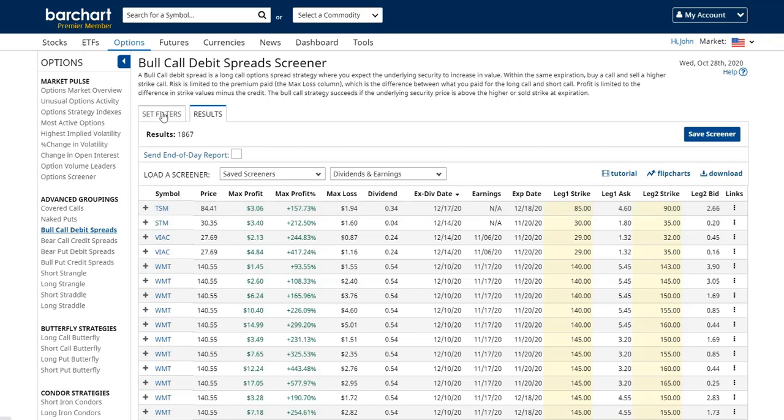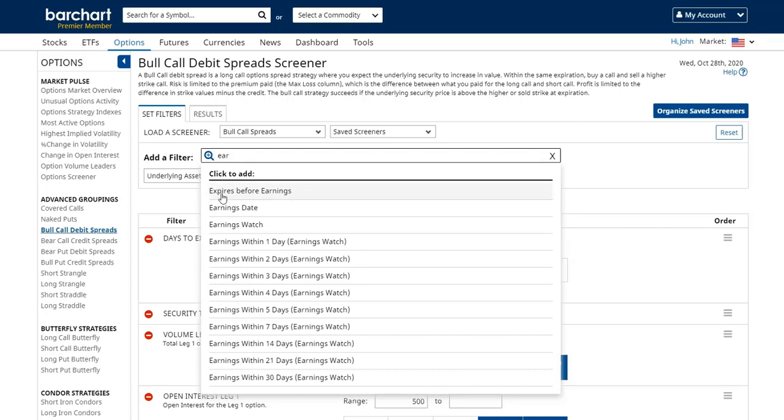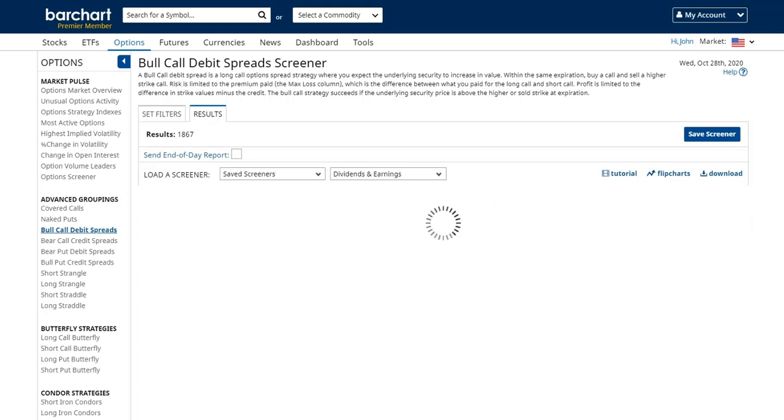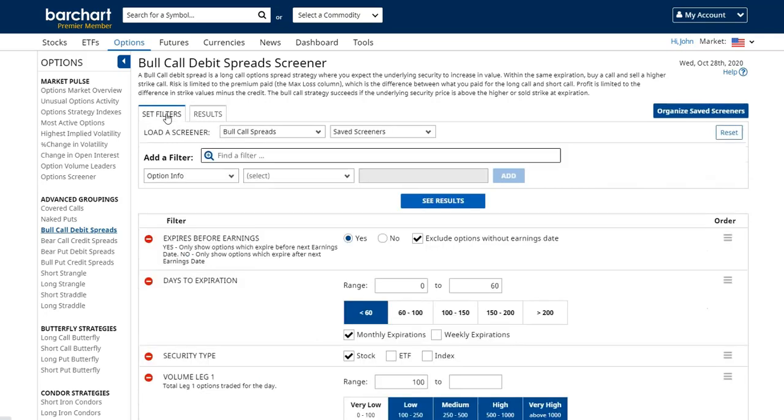And again, what I can do is I can come under to my set filter, right? And type in the word earnings. And here we see it says expires before earnings. So I can click on that. I'm going to add that. And I do have a couple of options here. I'm going to show only options which expire before earnings. Yes, I want to avoid earnings. I don't want that to affect my strategy. And if I did that, well, let's see what happens. It's probably going to knock it down. Yeah, it knocks it down to 64. So it really will change our results.